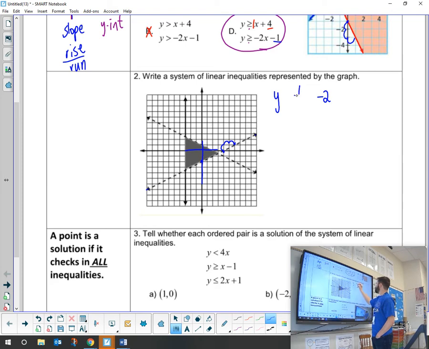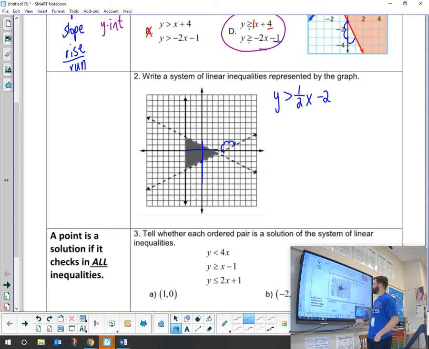Okay, so my slope is going to be 1/2 x. But now it's the hard part. Now we need to figure out, is it going to be greater than, less than, what's it going to be? So when we look at this, I'm going to say it's going to be greater than, because the solution set is above this line, okay? Then, since my solution set's above and we have a dotted line, it is not equal to, it's just greater than. Okay, so that's that first one.